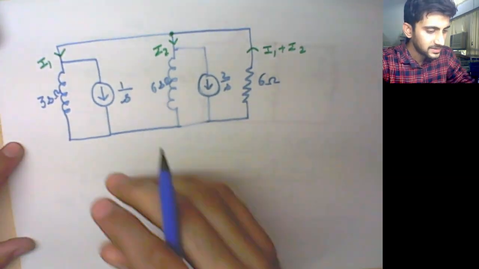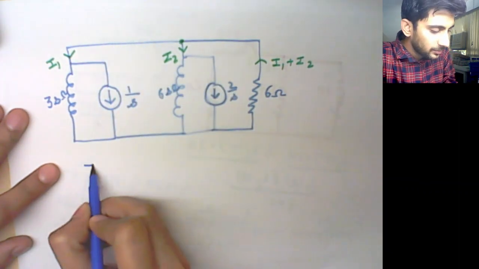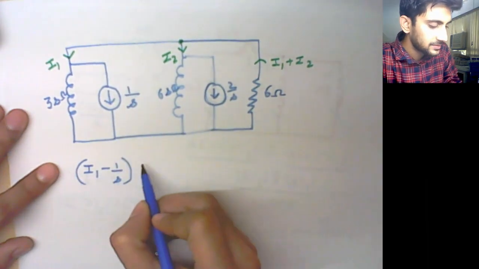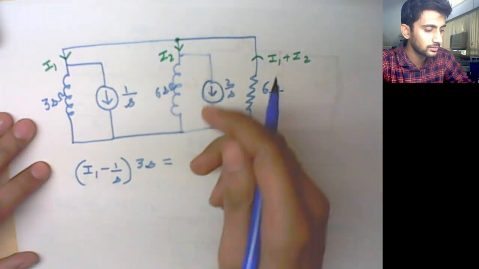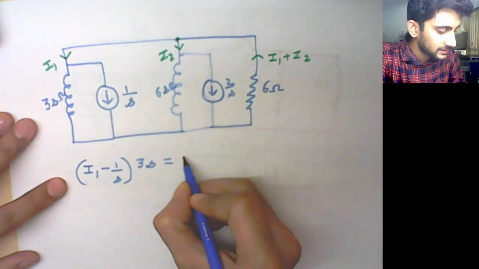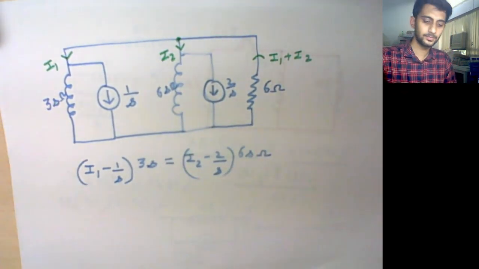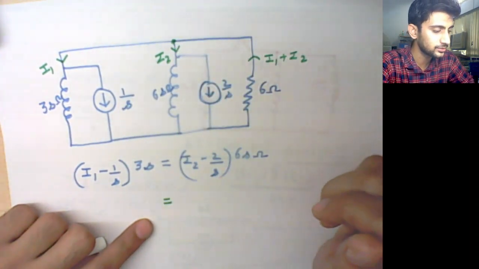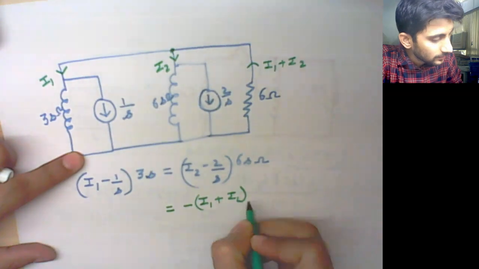So what I'm saying is that the voltage which you would see across this particular impedance is going to be equal to (I1 − 1/S) times 3S ohms. And this should be equal to the voltage across this, which is (I2 − 2/S) times 6S ohms. And this indeed should be equal to minus of (I1 + I2) times 6 ohms.